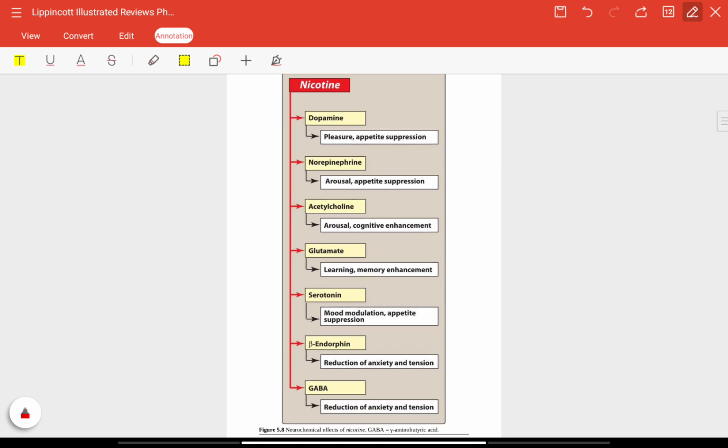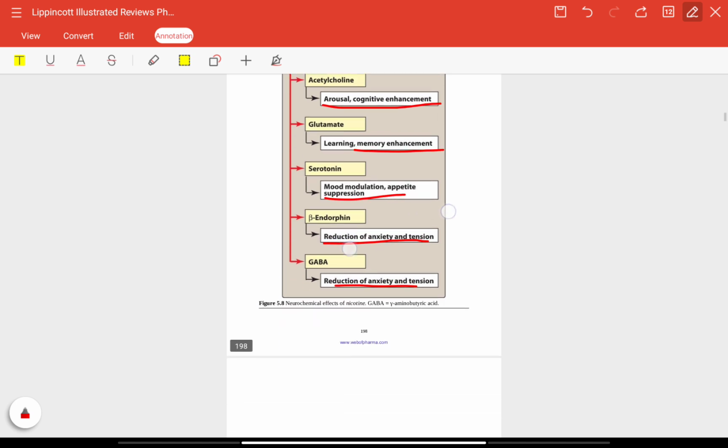Nicotine, by suppressing dopamine, effects of nicotine. Now by dopamine it will give pleasure, appetite suppression. Norepinephrine: appetite suppression, arousal and cognitive enhancement, memory enhancement, mood modulation, appetite suppressor, reduction of anxiety and tension at the GABA receptor.